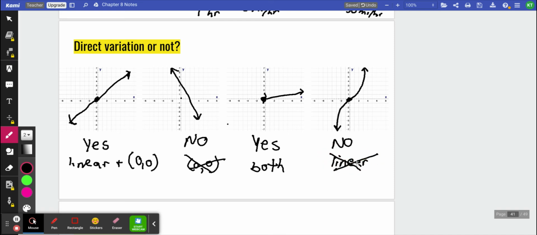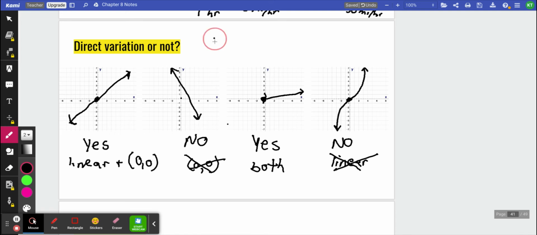And that's because it's not linear. All right, so we've been talking about linear equations, right? Straight lines, constant rate of change. And today we're just going to add in direct variation, right? And all that means is that it crosses through 0, 0, and it's linear.